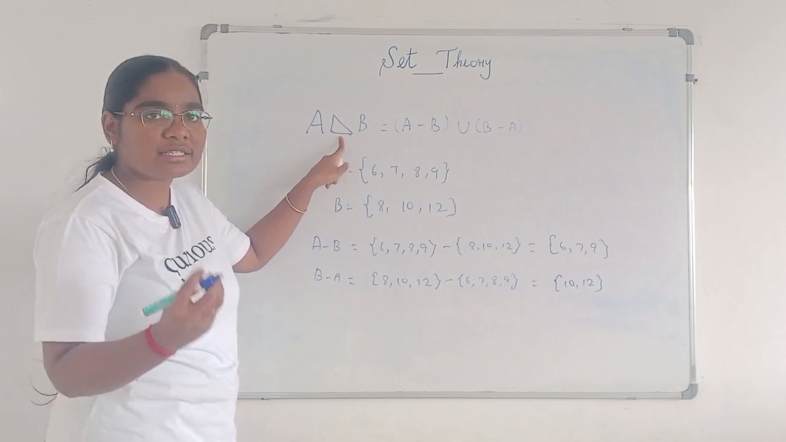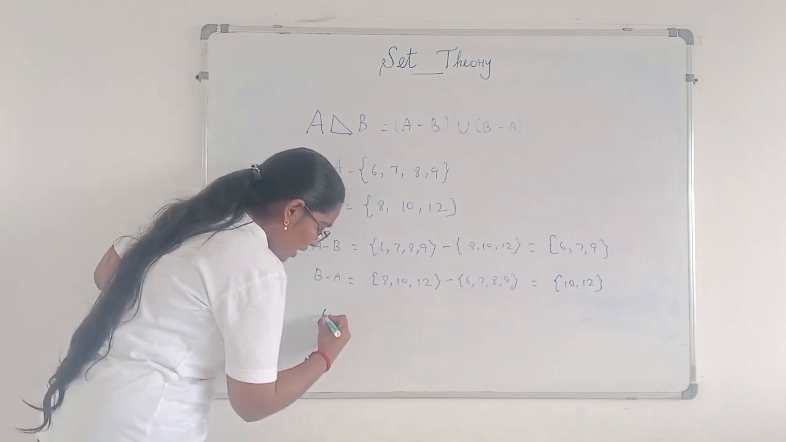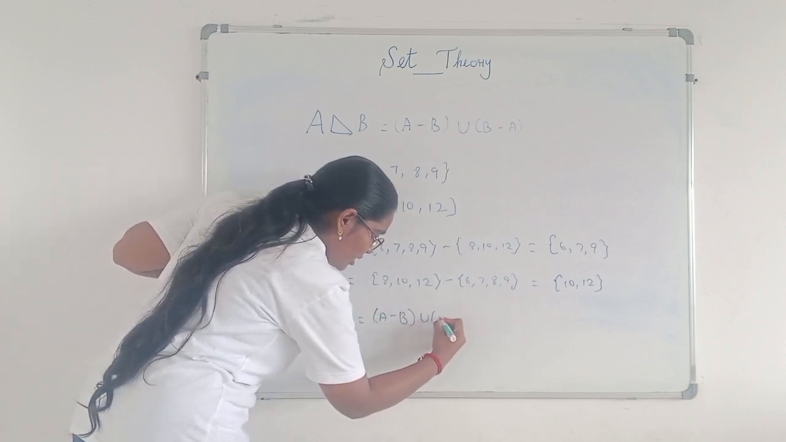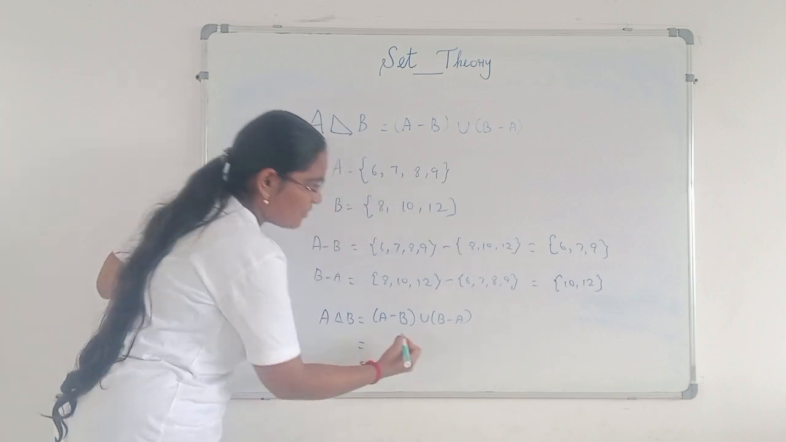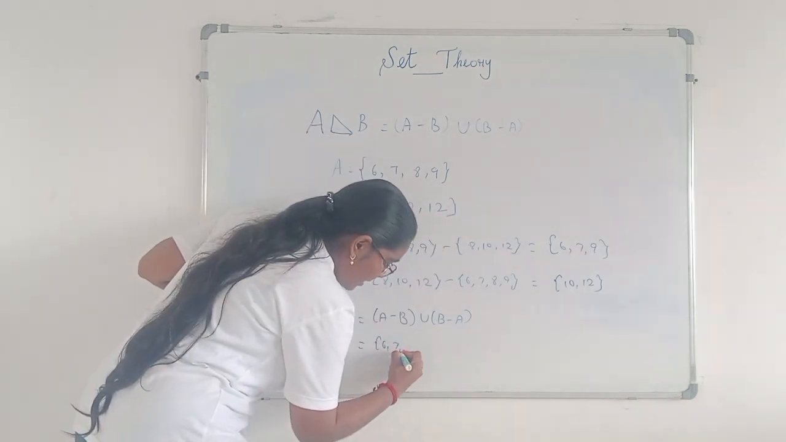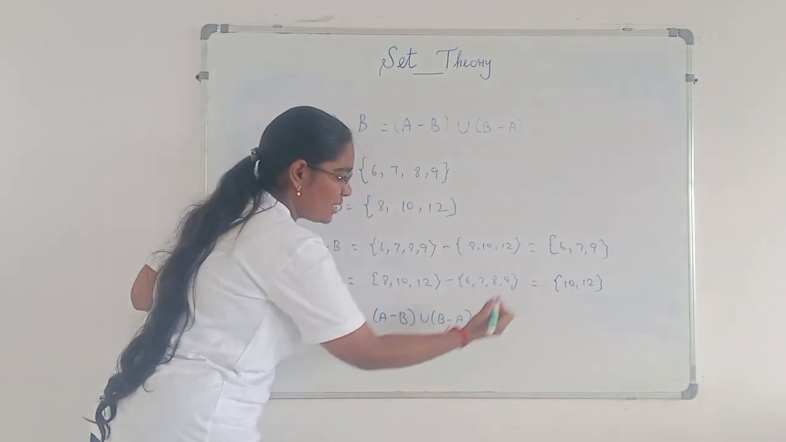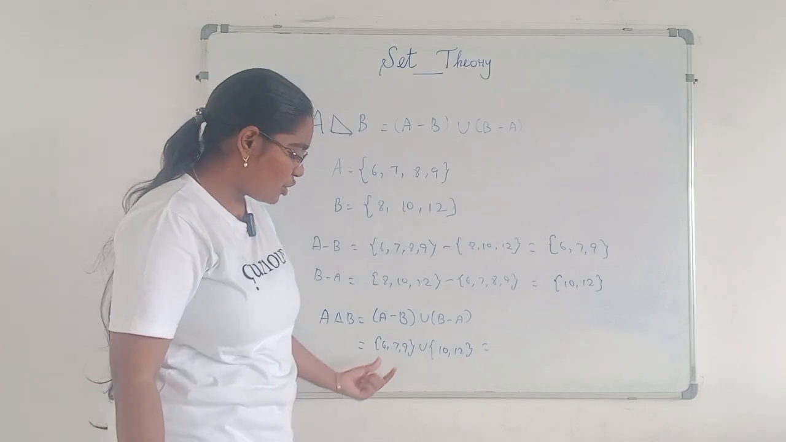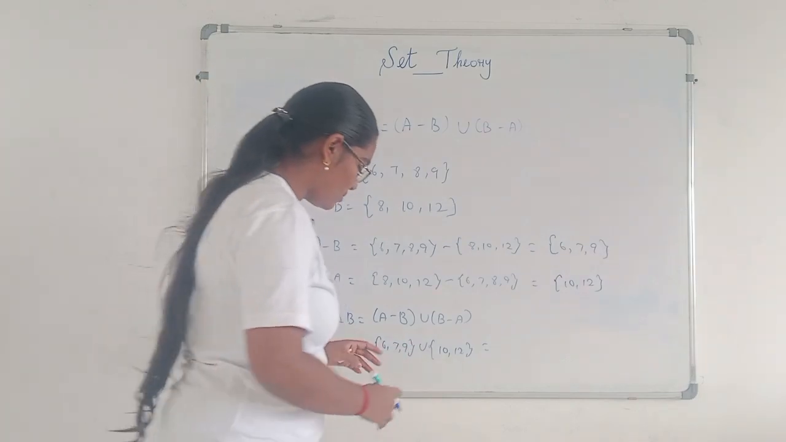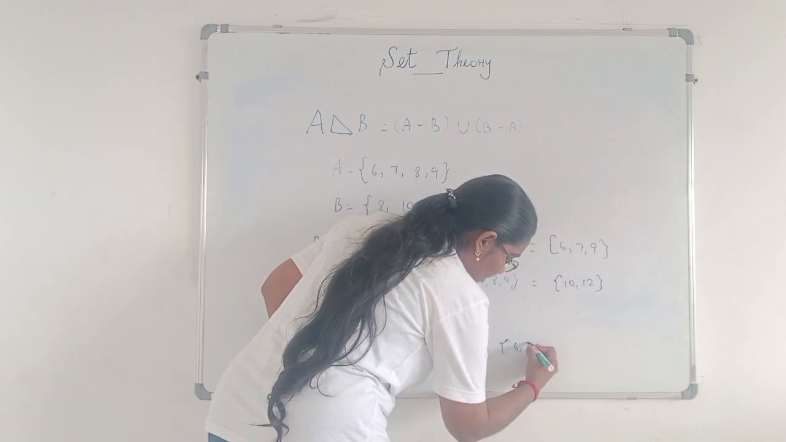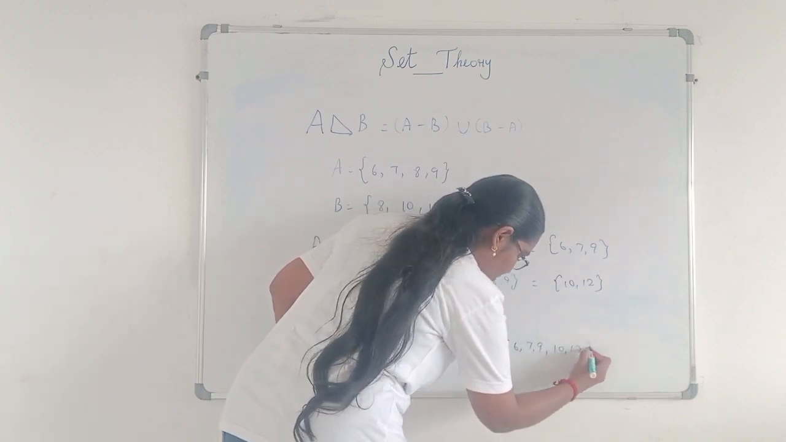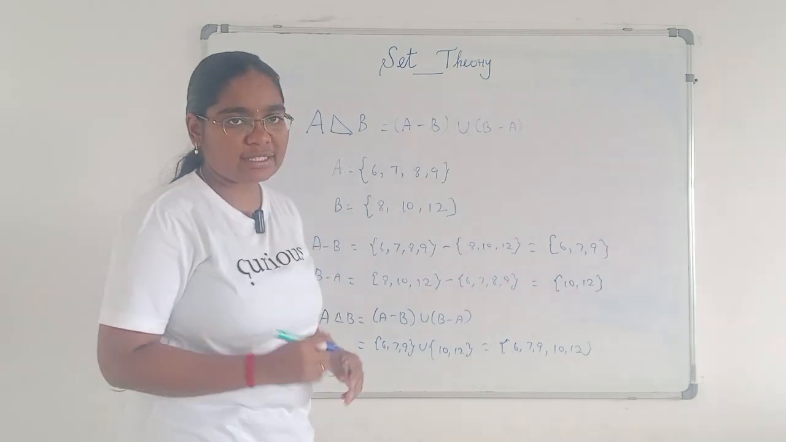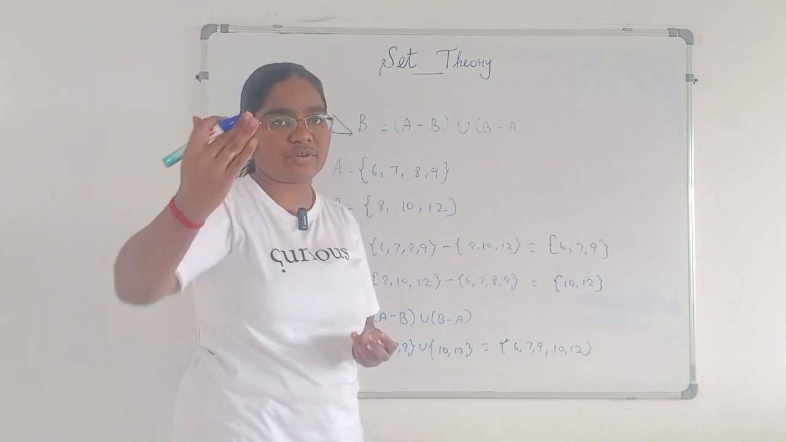This is the symbol of symmetric difference. So A symmetric difference B equal to A difference B union B difference A. A difference B is 6, 7, 9 union B difference A is 10, 12. We already know that union means you will combine all the elements and write. Here 6, 7, 9, 10, 12. The symmetric difference is 6, 7, 9, 10, 12.